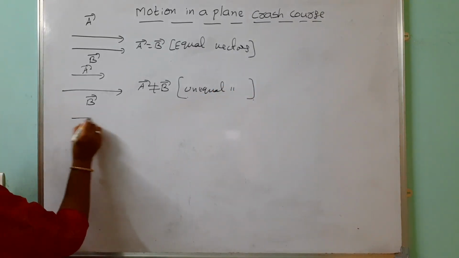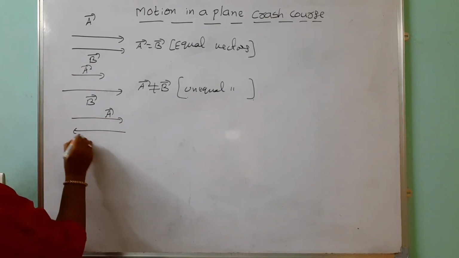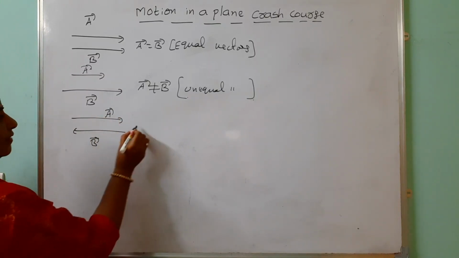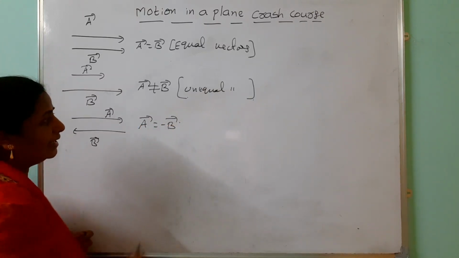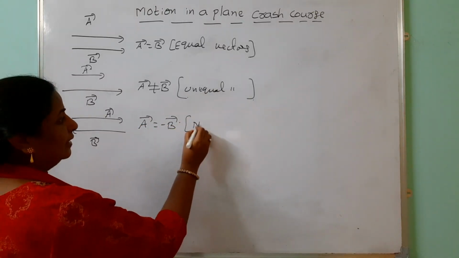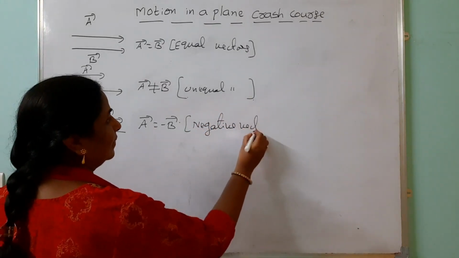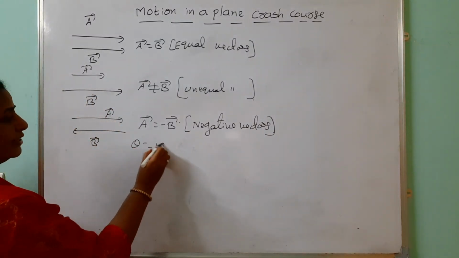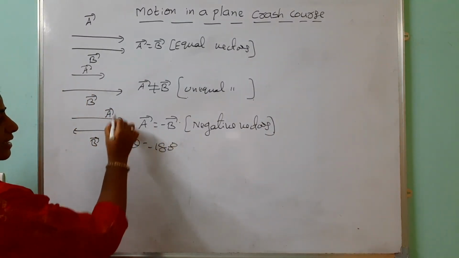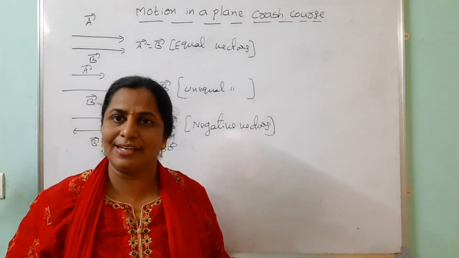Then negative vectors. Look here. This is A bar, and this is the opposite vector, B bar. Both have the same magnitude but opposite direction. That's why A and B are called negative or opposite vectors. And here the angle is how much? 180 degrees. Between these two, the angle is 180 degrees. So this type of vectors are called negative vectors.